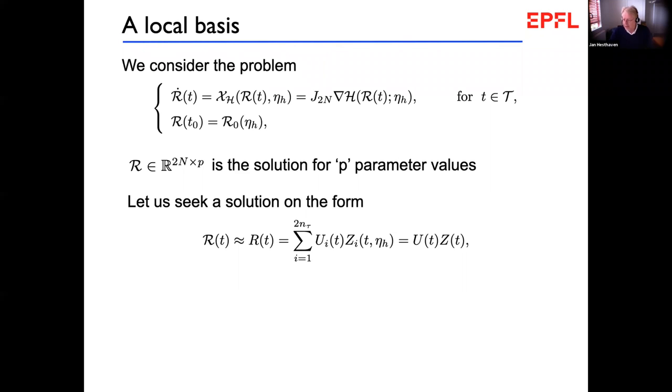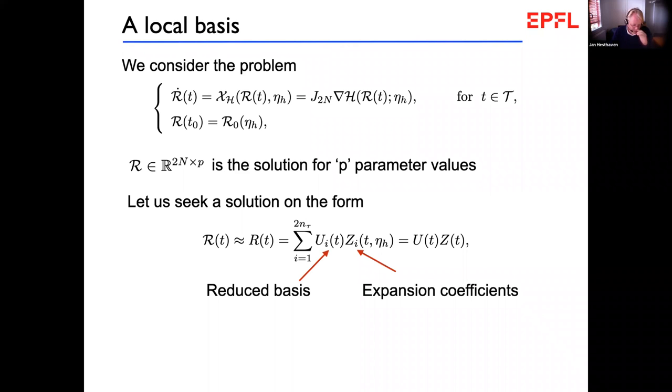And the simple idea, which has of course been explored before, is that you say, well, okay, I'm going to look at my solution as a product of two matrices. One is the basis, and one are the expansion coefficients. So U is our basis, and C are our expansion coefficients. But the big difference now is that U will evolve, whereas in everything we've talked about so far, U is a constant, the global basis.